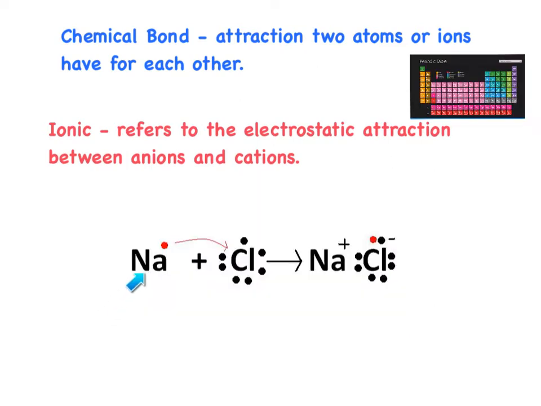And sodium, with its one valence electron, will donate it to chlorine to become more stable, and that gives chlorine an octet. It'll also give sodium an octet. Sodium, having lost an electron, then gets a positive charge. Chlorine, gaining an electron, then gets a negative charge. And there's the positive-negative electrostatic attraction that makes that an ionic bond. It's a very strong attraction.